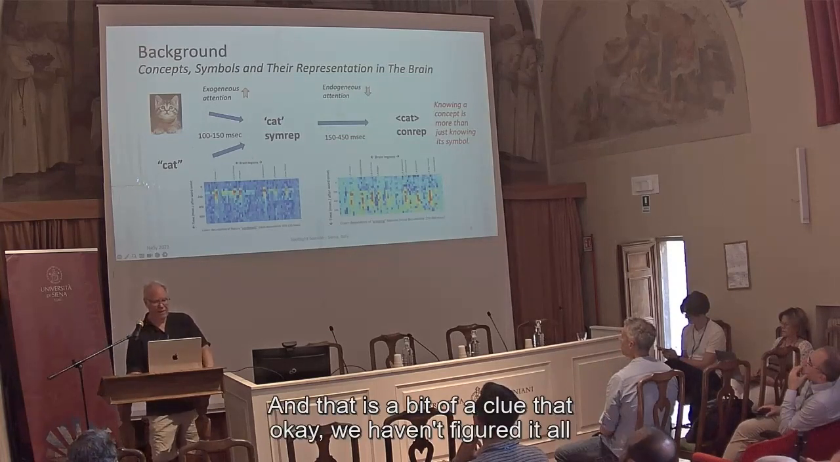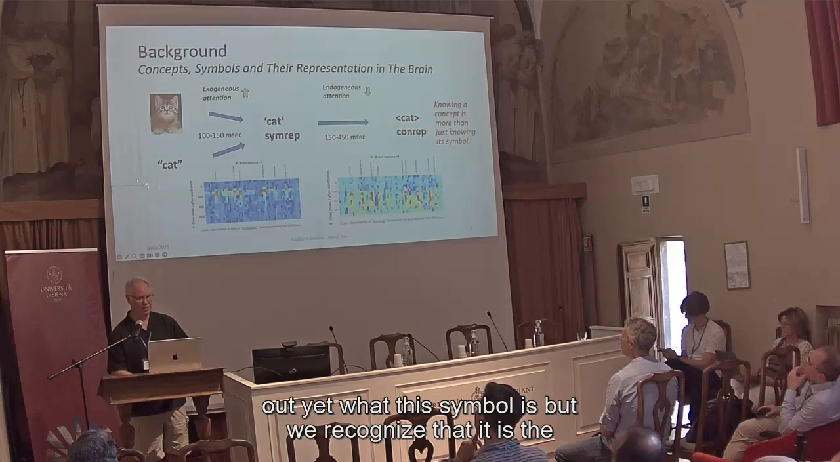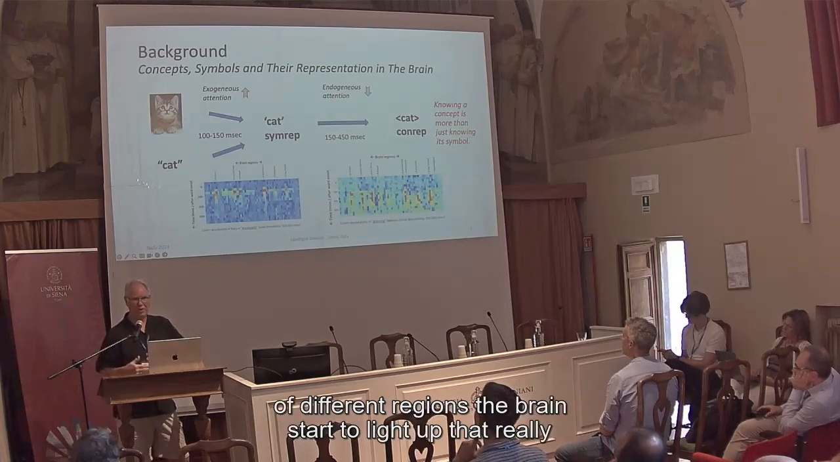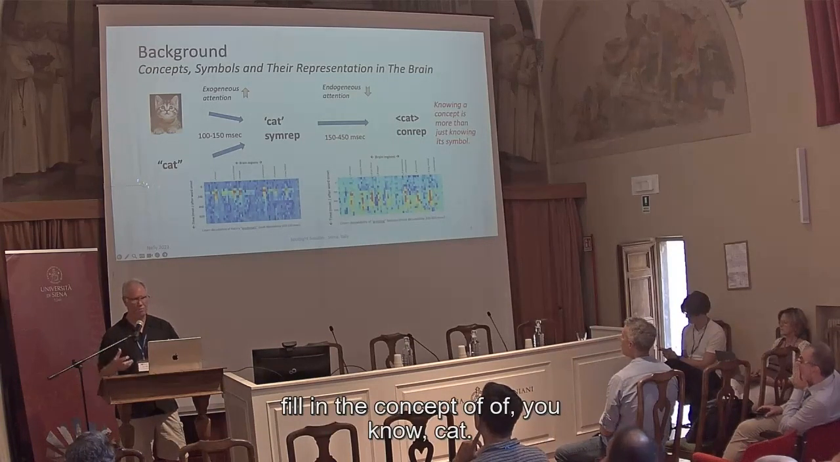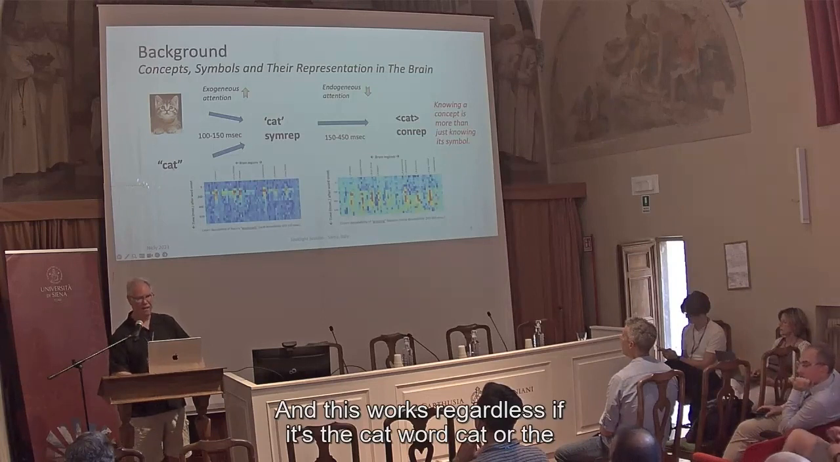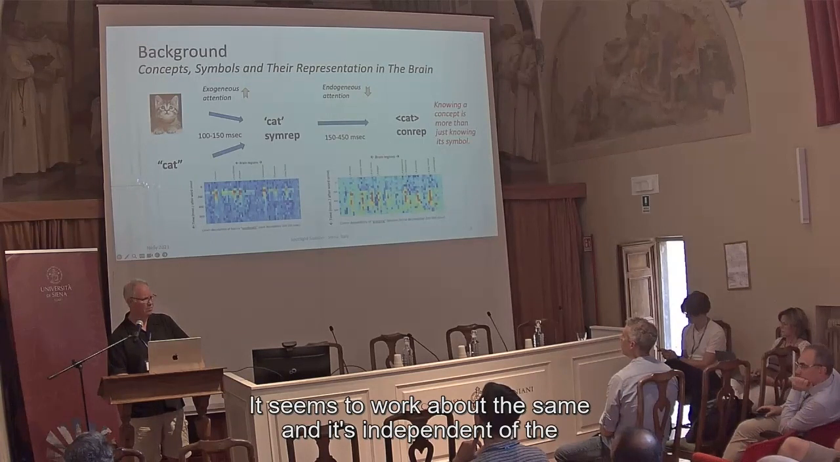And that is a bit of a clue that, okay, we haven't figured it all out yet, what this symbol is, but we recognize that it is the symbol. In the process from about 200 to 400 milliseconds, an array of different regions of the brain start to light up that really fill in the concept of, you know, cat. And this works regardless if it's the word cat or the image of the cat. It seems to work about the same.